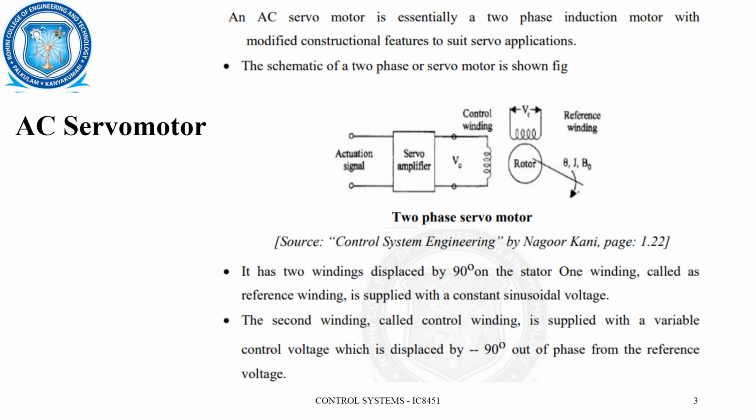The two-phase servo motor has two windings displaced by 90 degrees on the stator. One winding is called the reference winding and is supplied with a constant sinusoidal voltage. The second winding is called the control winding, which is supplied with the variable control voltage, which is displaced by 90 degrees out of phase from the reference voltage.